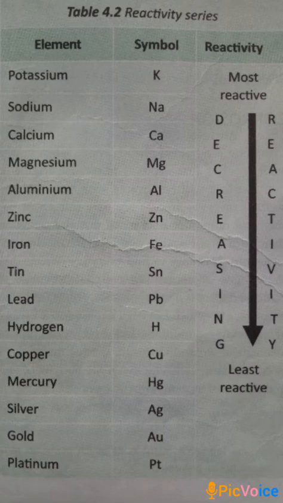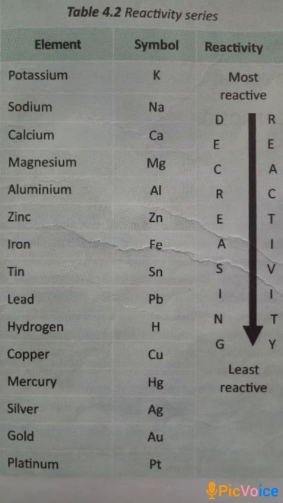Accordingly, metals have been arranged in decreasing order of reactivity. Such a series is called reactivity series. So here you can see the reactivity series of metals, in which in one column you can see elements like potassium, sodium, calcium, etc. and their symbols, like potassium is denoted by K, sodium is denoted by Na, and calcium is denoted by Ca. So the most reactive metal, potassium, is kept at the top of the series, and the least reactive metal, platinum, is kept at the last.